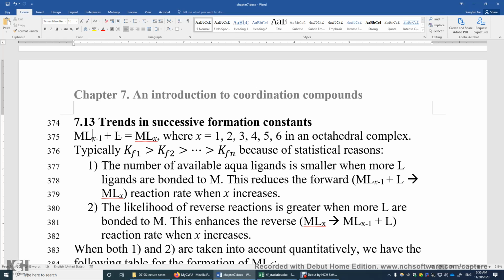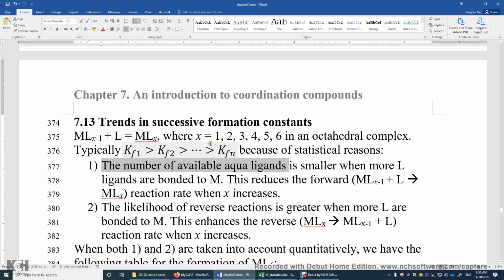So finally, if you have ML5 and one aqua ligand bonded to the transition metal, the 6th ligand has only one option. So again, if you just look at the number of available aqua ligands, this number gets smaller and smaller when this M is bonded to more and more ligands already.